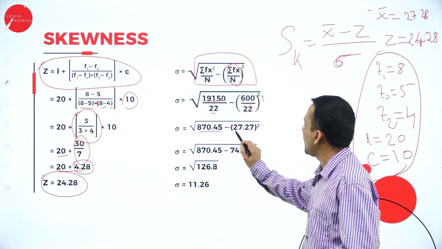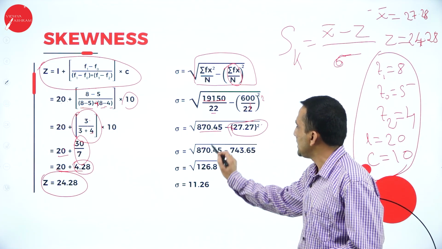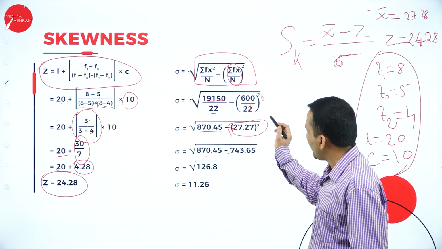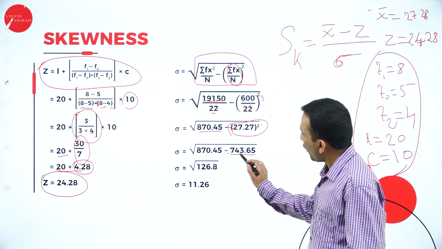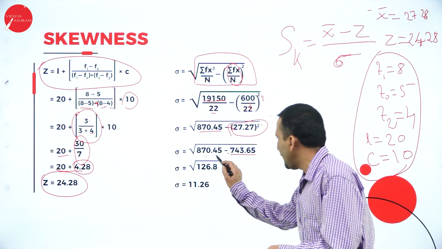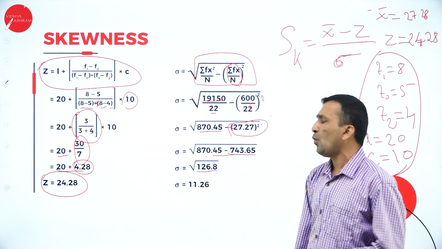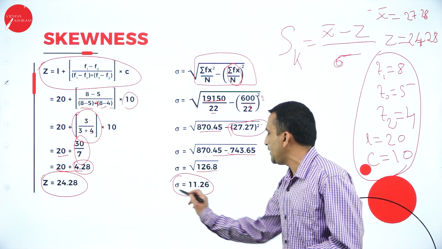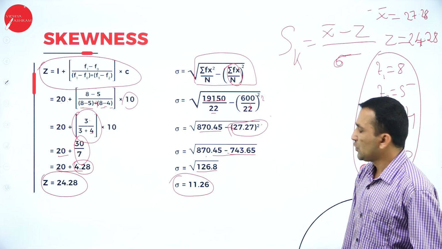Now you have to take the square root. As it is, I am writing this value, minus sign as it is. Now if you take the square root, 743.65. Now you need to subtract. We are getting 126.8. If you take the square root, the standard deviation we are getting is 11.26.